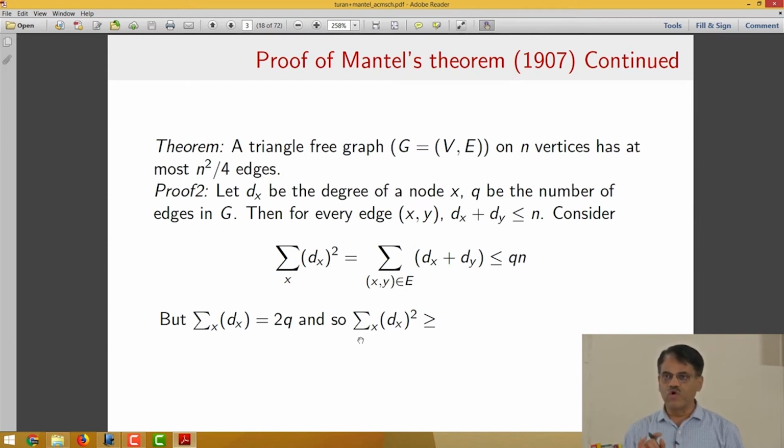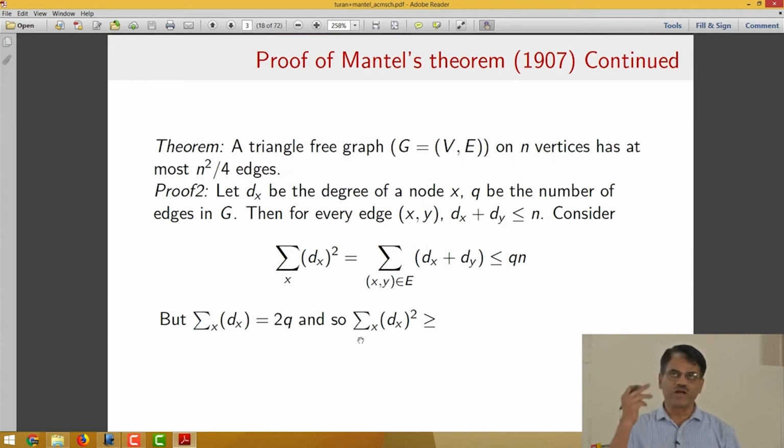Now I want to know what is the sum of the squares. I don't know it exactly because I don't know the numbers, but I want to give a lower bound for the sum of the squares. Then it turns out you can use some standard inequalities. When all the numbers are the same, that's when you get the minimum.